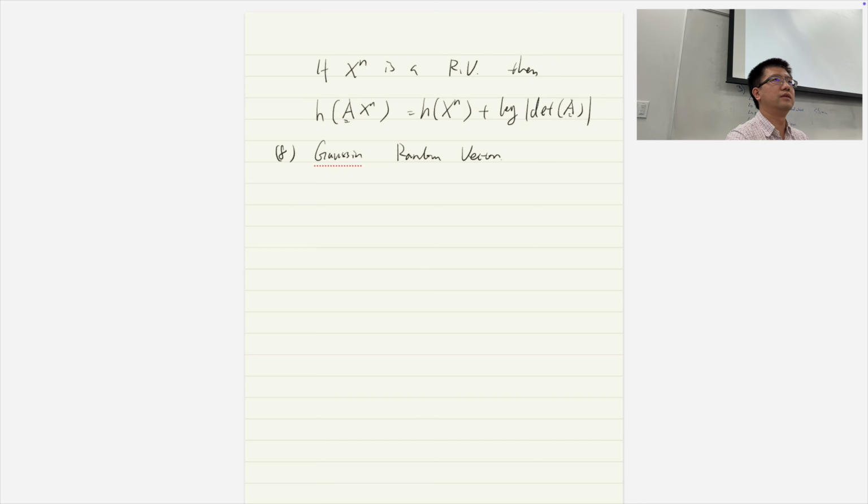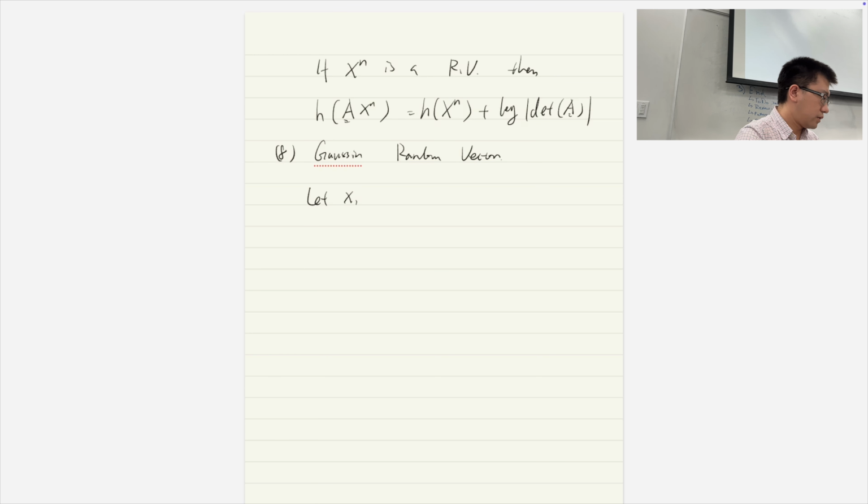Some, okay. You have not seen that before, really? Okay, let's define it. The definition is as follows. The key part is that in order to be a Gaussian random vector, it has to be jointly Gaussian. Individually it has to be Gaussian, and jointly it has to be Gaussian.